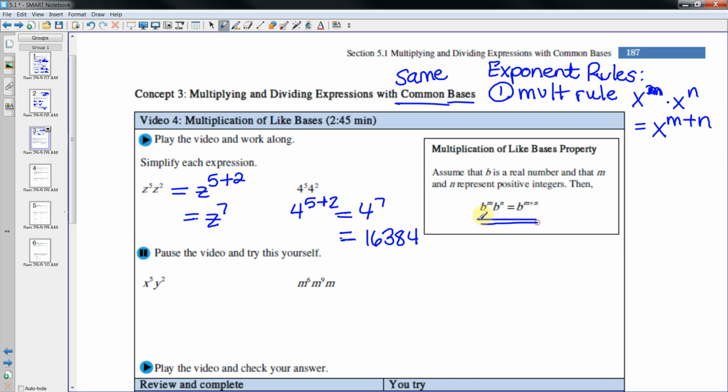So here's the rule that I'm working on. You add your exponents if you multiply like bases. So here I've got x to the 5th y squared. Those are not like bases.